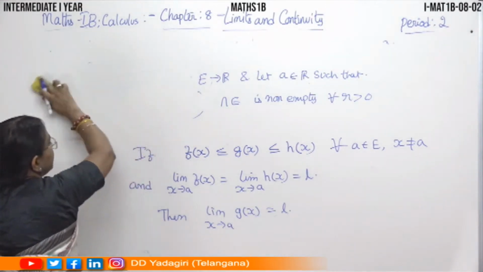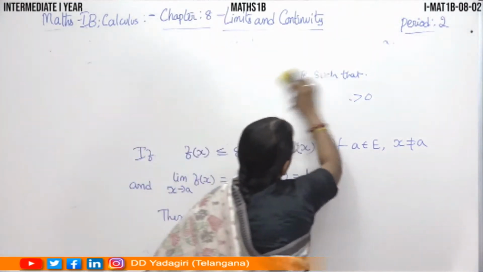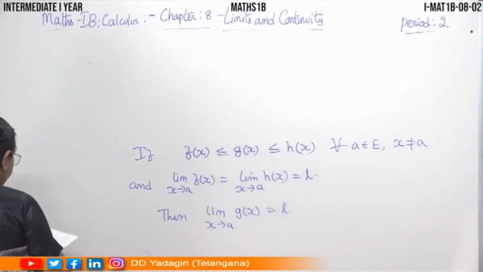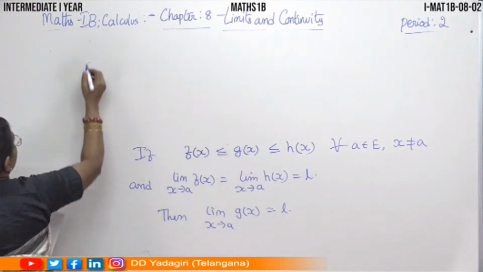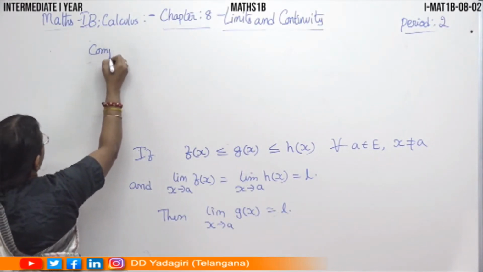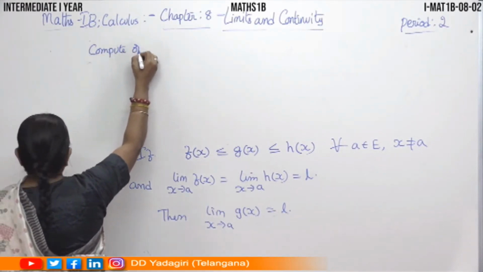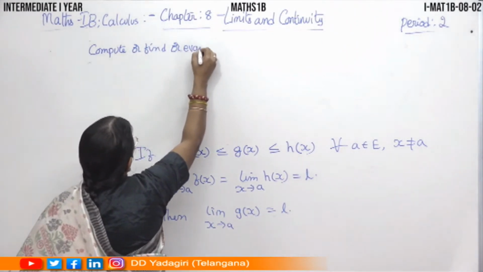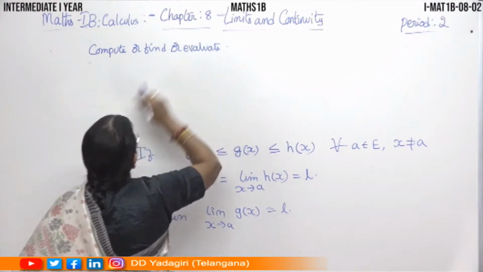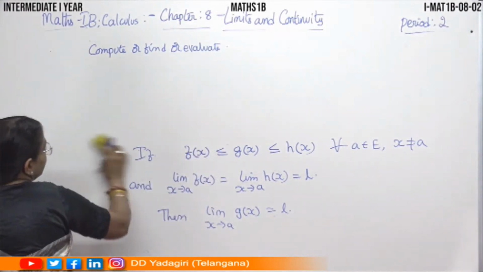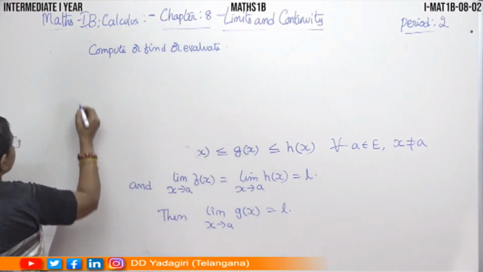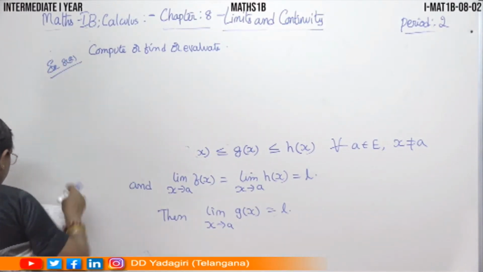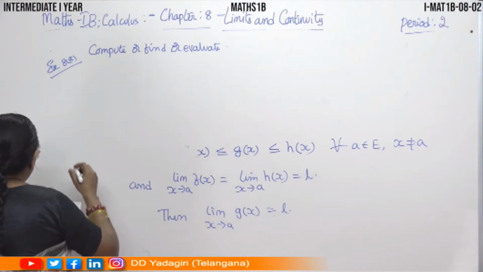Problems wise, it is a very easy chapter. You can easily do the problems once you get the method. See, all these problems are like compute or find or evaluate. So all questions have this in common: evaluate limits. So the first problem, this is in exercise 8a. I'm including examples also. So one or two problems we'll do.